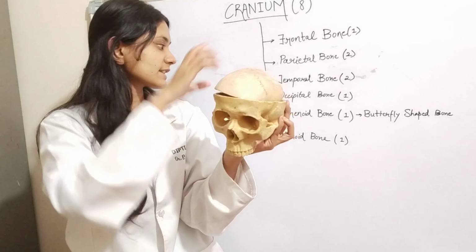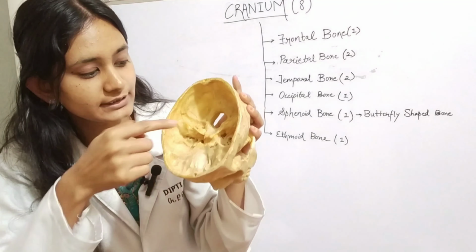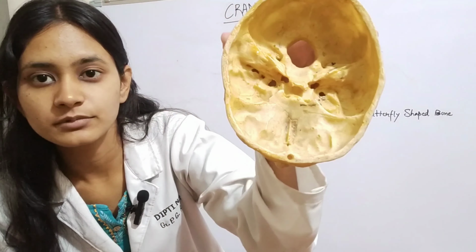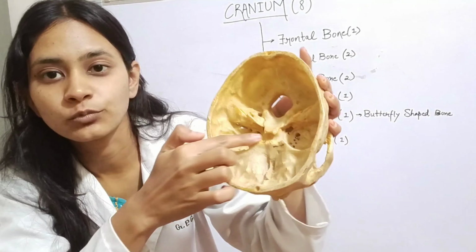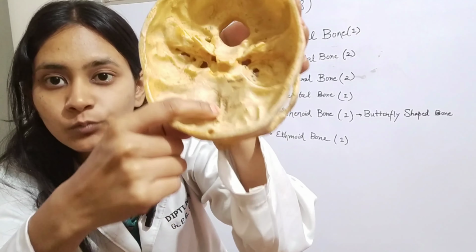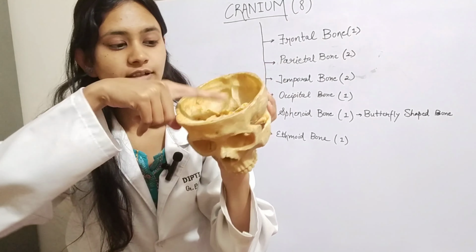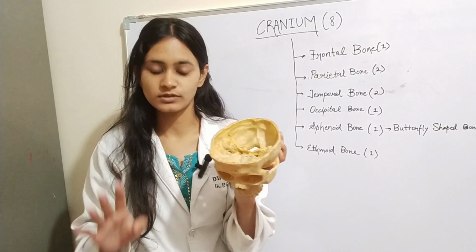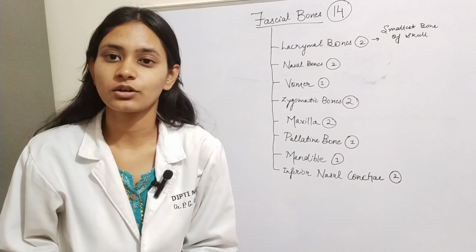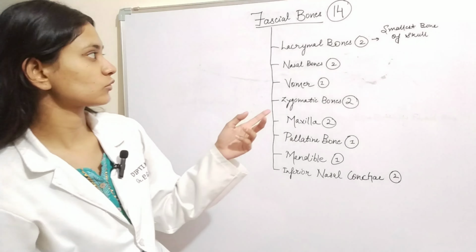So the other bones are sphenoid and ethmoid bone. If you see here clearly, there is this butterfly shaped bone. I hope it is visible to you all. It is sphenoid bone. It is a butterfly shaped bone and it is a single bone. And this is your ethmoid bone. Ethmoid and sphenoid. So total cranium has 8 bones. Now another part of our skull is facial bones. We have covered the cranium, now facial bones. Facial bones has 14 bones in number.